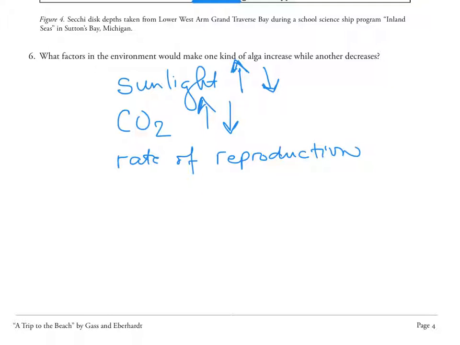We also need to talk a little bit about other organisms that might prey on algae or something else that kind of tips the system one way or another. So we'll talk a little bit about some invasive species next. And predator-prey.